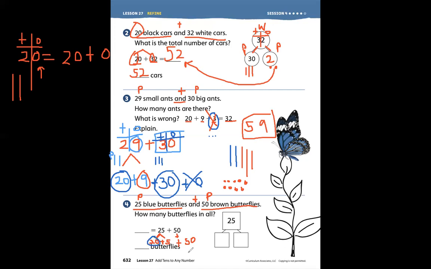And now I can add all of my tens together. Here I have the number 20, 10, 20, plus the number 50, 10, 20, 30, 40, 50. So that gives me a total of 7 tens and how many ones? So I did that number and this number. How many ones do I have here? 5. My total is 75 butterflies. So just looking at that number 25 that has a tens and a ones, I can break that apart by saying it in expanded form, 20 and 5.